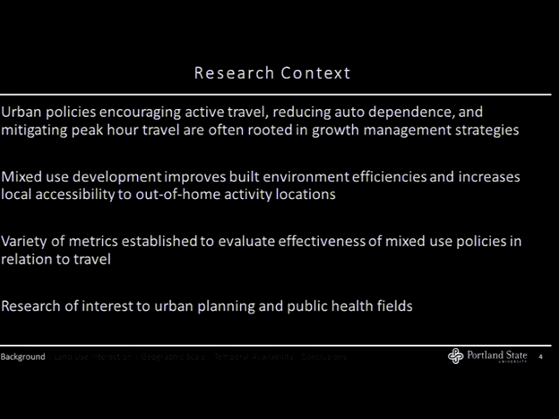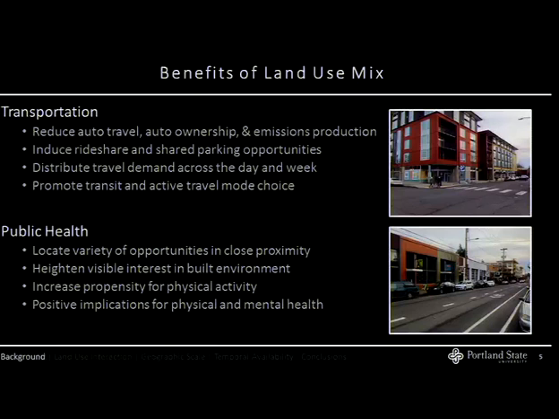There have been a variety of different metrics established to evaluate the effectiveness of mixed-use policies in relationship to travel. This began as an interest in the urban planning profession, but it has now moved more towards the public health field and other fields. That's because a number of benefits have been cited when we're thinking about increasing the land use mix of an area. From a transportation perspective, there's shown to be an association between increased land use mixing and reductions in auto travel, auto ownership, and emissions production. There have also been shown to be induced rideshare and shared parking opportunities and arrangements that can occur from this efficiency in the built environment, a distribution of travel demand across the day and week, and then ultimately these benefits and others lead to the promotion of transit and active travel opportunities.